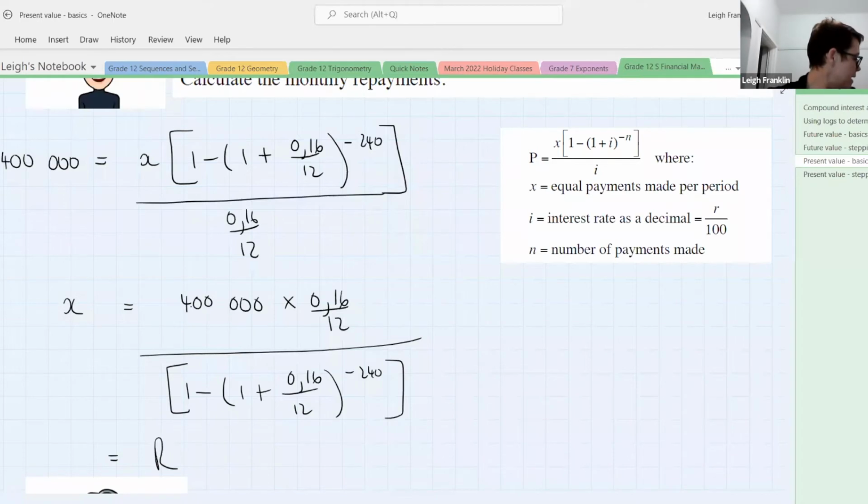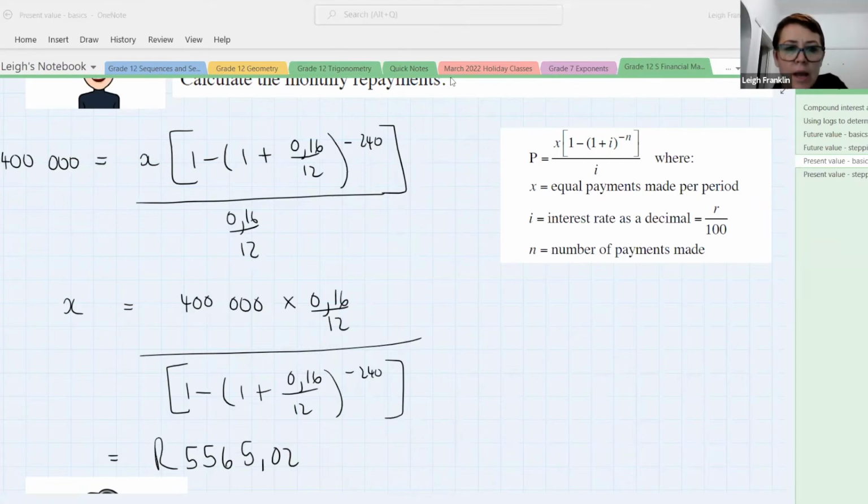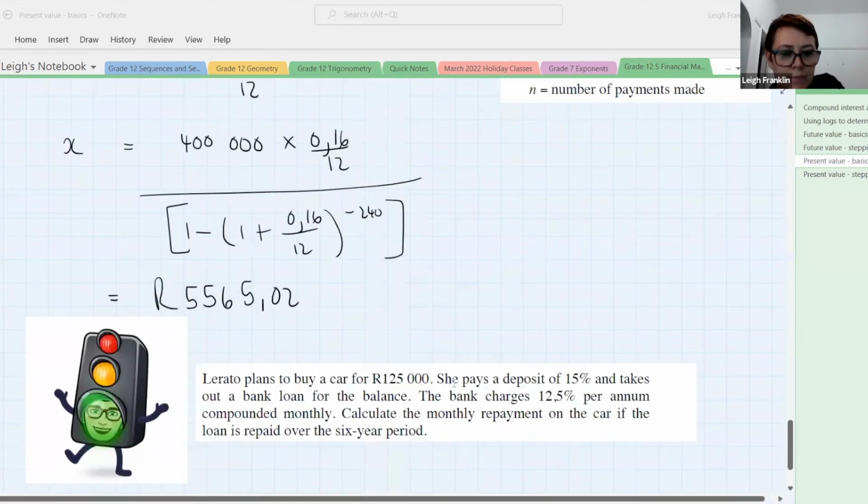Yes, and then I quite agree: 5,565 Rand and 2 cents. Okay, lovely. Well done, Kanyisile. Good job, and Johannes as well. Nice. Good job, everybody.